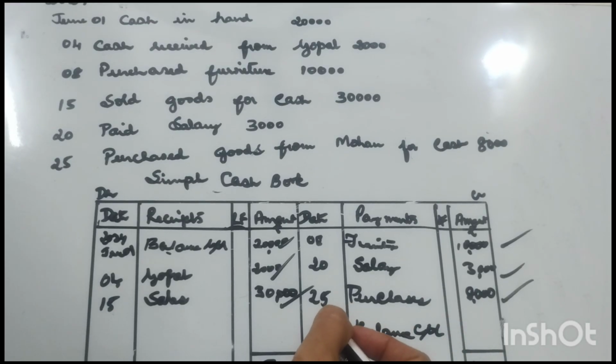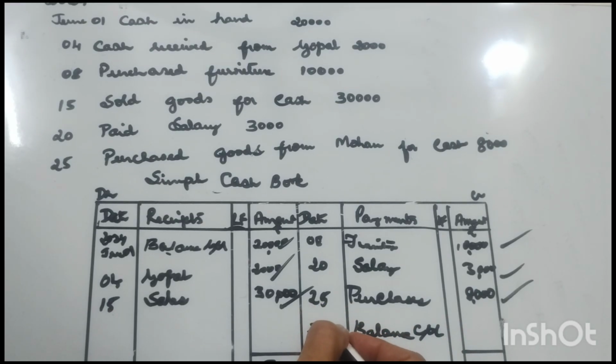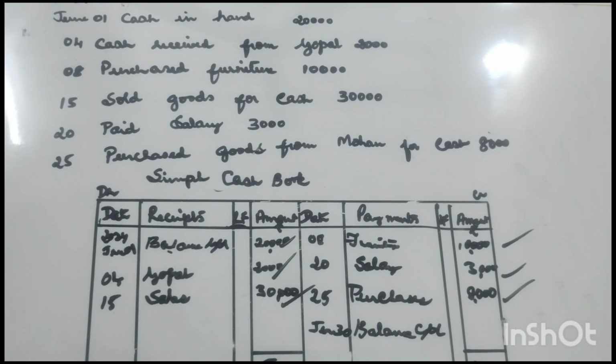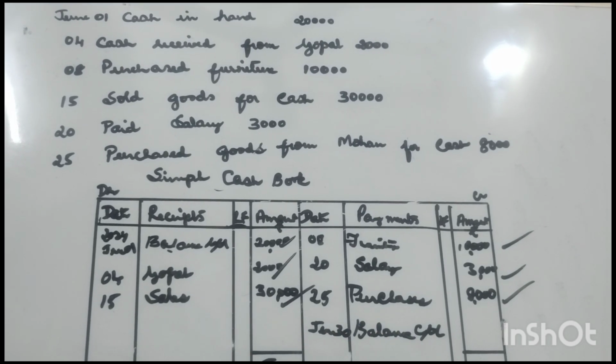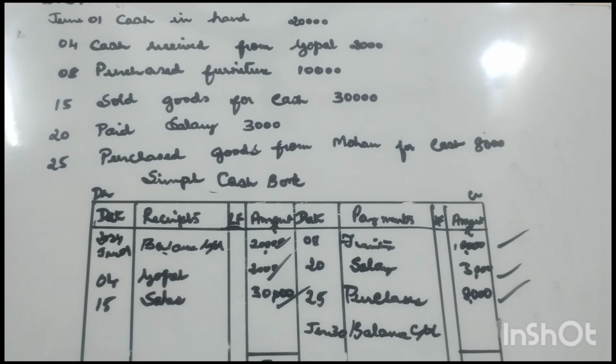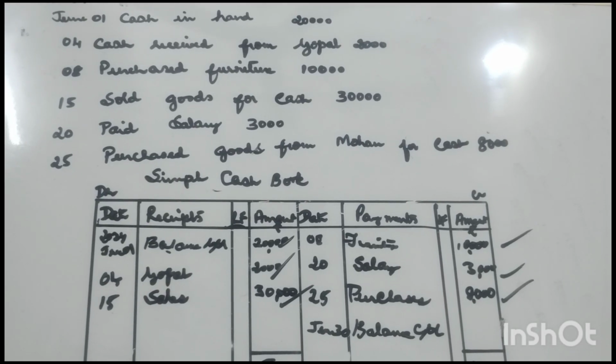It has to be recorded as balance carried down. So that will be June 30th. This closing balance has to be calculated at the end of that particular month. So that will be June 30th. So you must record that as balance carried down.